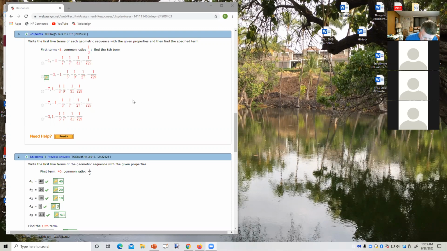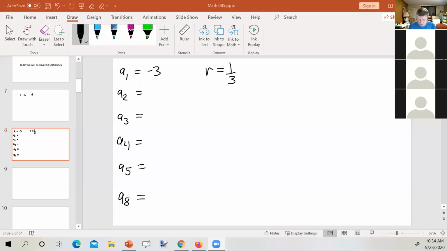So we know that a sub 1 is negative 3. We are to find the first 5 terms, so we need a sub 2, a sub 3, a sub 4, and a sub 5. And we're also supposed to find the 8th term, a sub 8. And we also know that the common ratio is 1/3. Now that I've gathered all that information, I'm going to go back and share this screen.